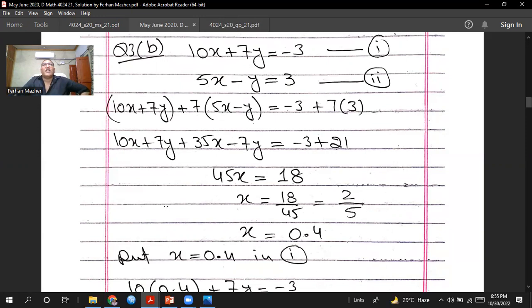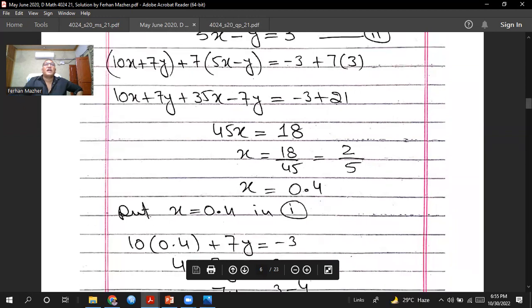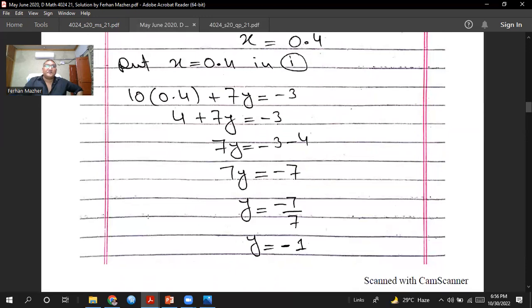You can substitute the value of x in equation number 1, or you can do it in equation number 2, wherever you like. I'm going to put x equals to 0.4 in equation number 1. And equation number 1 is 10x plus 7y equals to minus 3. So 10 into 0.4 plus 7y equals to minus 3. When you multiply 10 with 0.4, it is 4. And 4 plus 7y equals to minus 3.